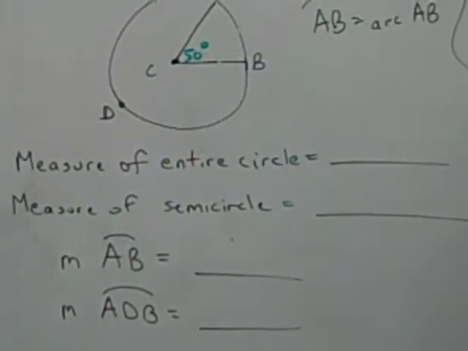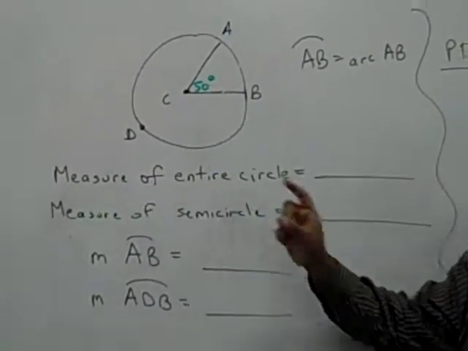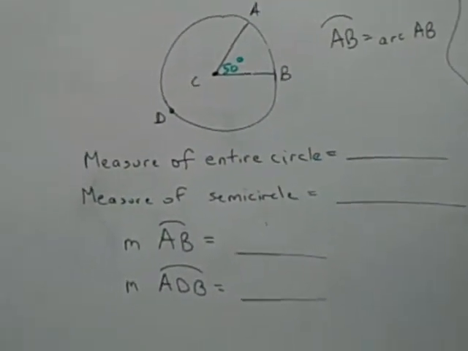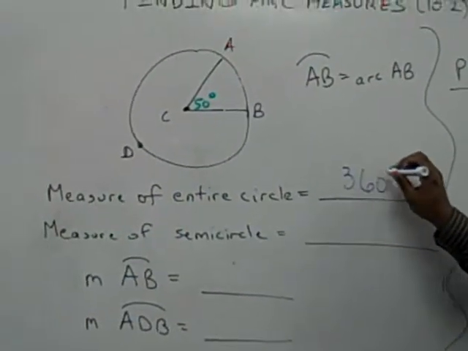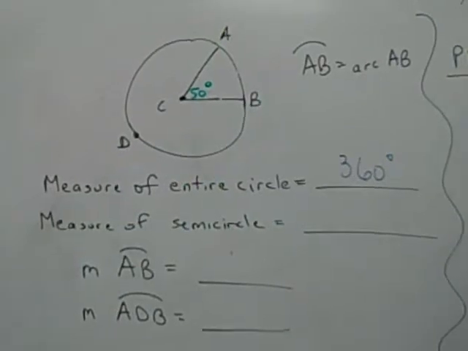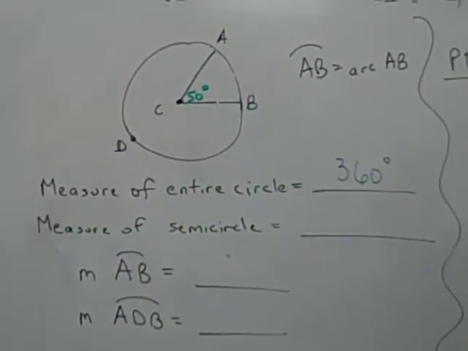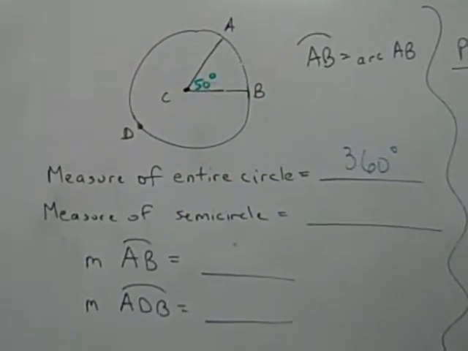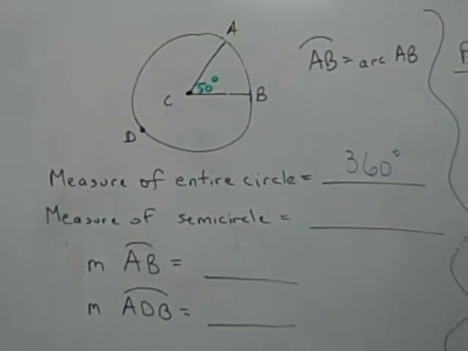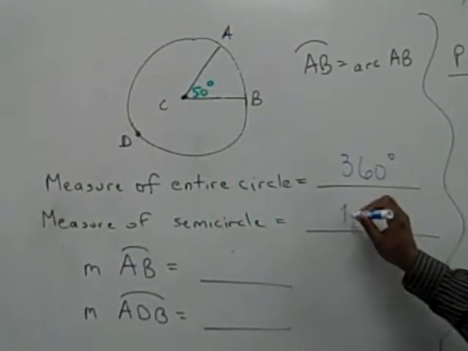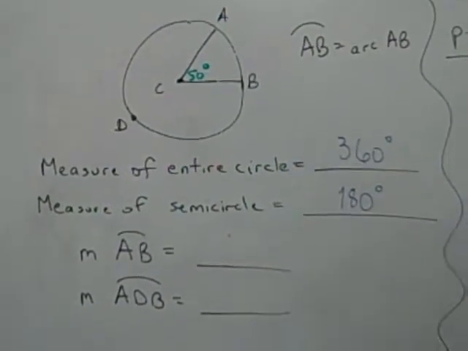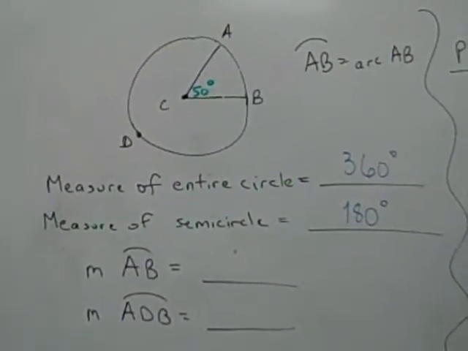All right. Now, let's start with the measure of an entire circle. Well, we should know, of course, that the measure of an entire circle is 360 degrees. Okay? That's something you should have learned many years before you got to this class. Now, of course, a semicircle is half a circle. So all you've got to do is take half of 360 degrees, and we'll get 180 degrees, which is the measure of a semicircle. Okay?